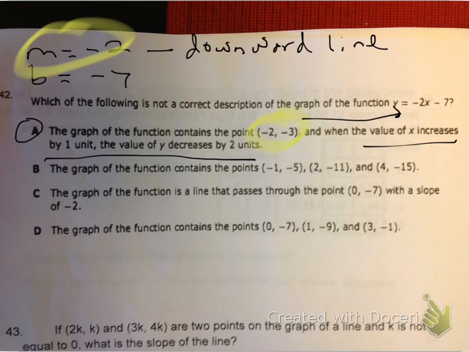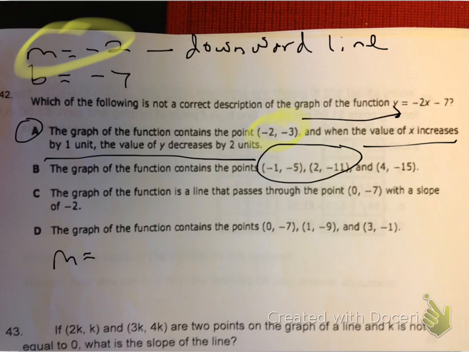It says the graph of the function contains the points -1 and -5. Well, let's plug it in and see. I'm sorry, it says it contains the points (-1, -5), (2, -11), and (4, -15). You could do one of two things here. You can plug these points in and see if it works like we did in the first part, or you could take two of these together and find the slope. And if the slope doesn't come out to be -2, you know that's not right. So let's do that method first.